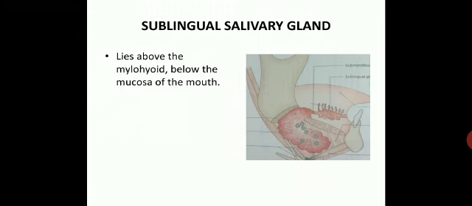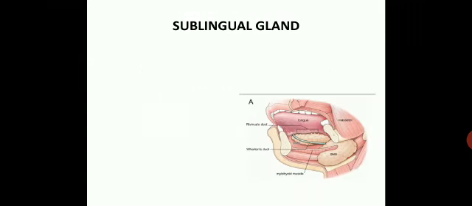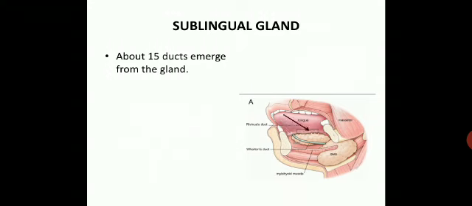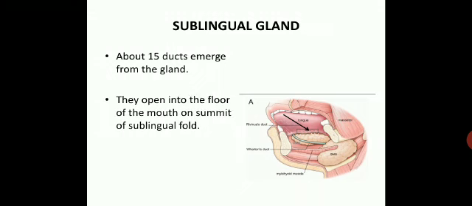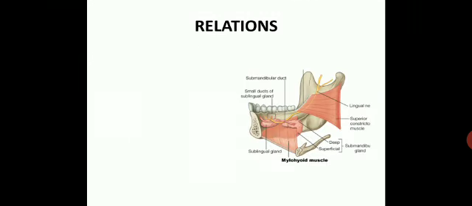It lies above the MYLOHYOID and below the mucosa of the mouth. It has about 15 ducts which emerge from this gland. They open into the floor of the mouth on the summit of the sublingual fold. A few of them join the submandibular duct.